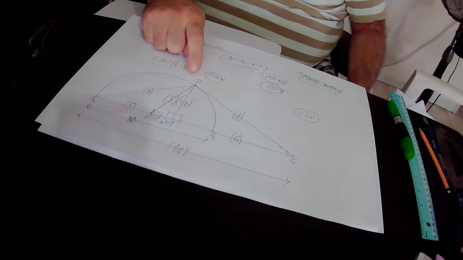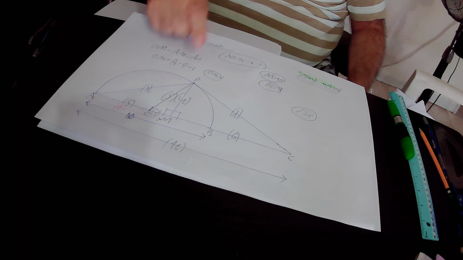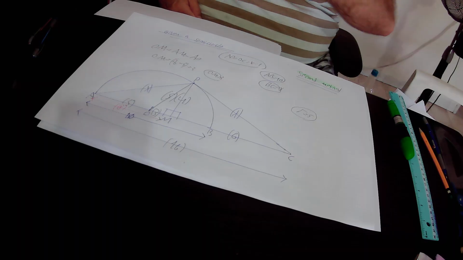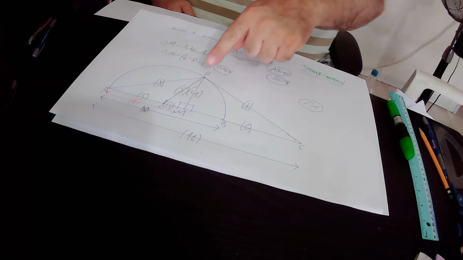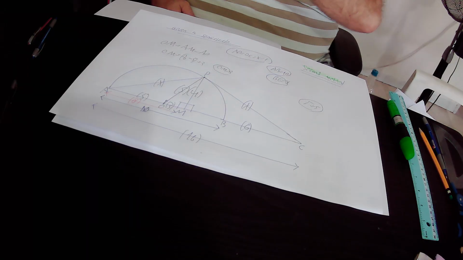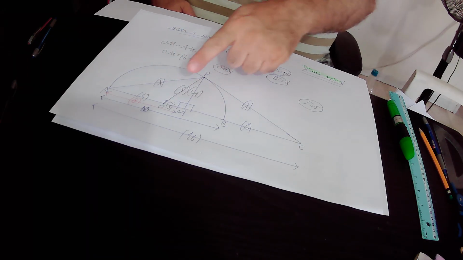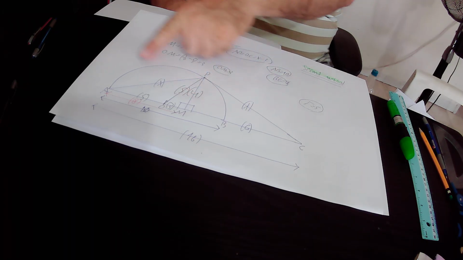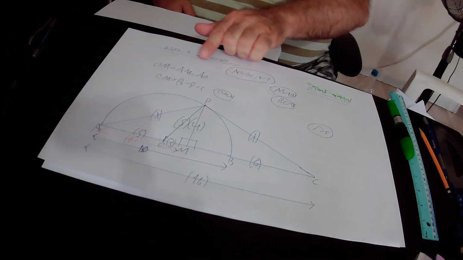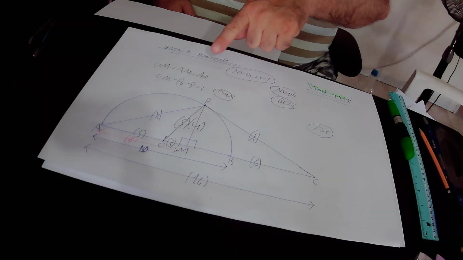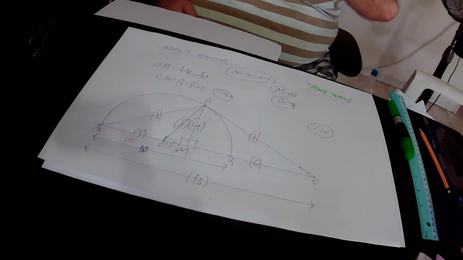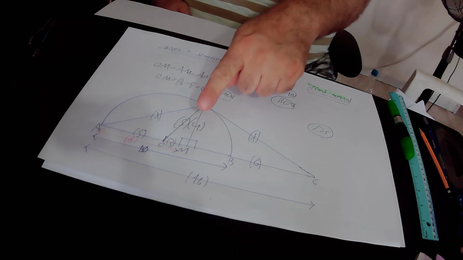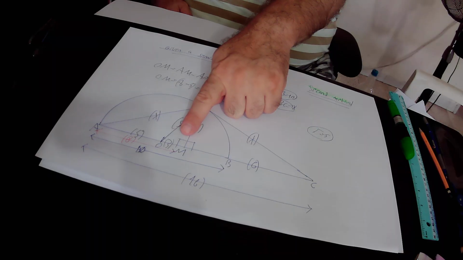We join points P and O together. PO is the radius of the semicircle, that is 5. OA is also 5 because it is the radius of the semicircle. AM is 8, so OM equals AM minus AO. OM equals 8 minus 5, that is 3. So OM, this small line segment, equals 3 units.